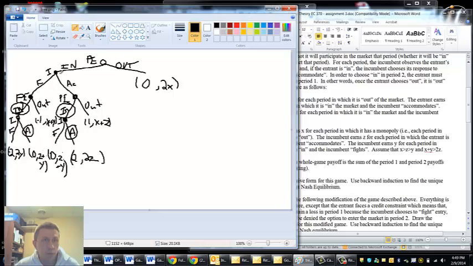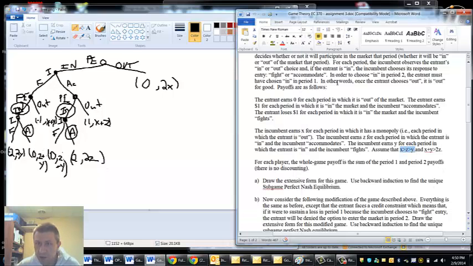Now we're looking at what the incumbent wants to do if the potential entrant moves in the first period. They could fight or accommodate. If they fight, we know it will then go to accommodate, and the incumbent would earn z plus y. If they accommodate, we know it will go to accommodate, and the incumbent will earn 2z. So it's z plus y versus 2z.